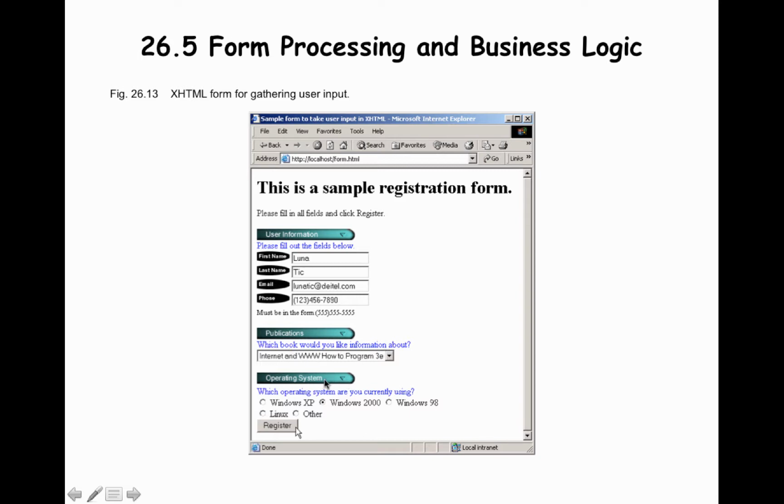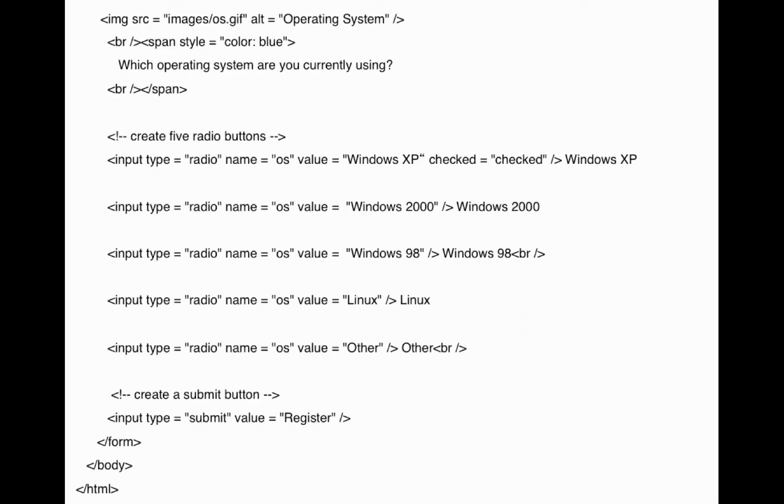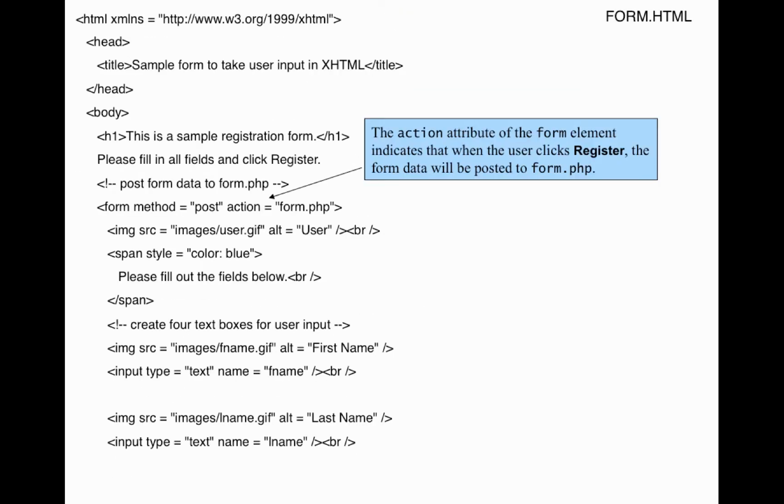Then we have another drop down for operating system, and I'm sorry, it's not a drop down for operating system. We have radio buttons for operating systems, and then a register button. Okay, so this is a very simple form, and all this does is show you how to create a form using HTML. Okay, and it's right here.